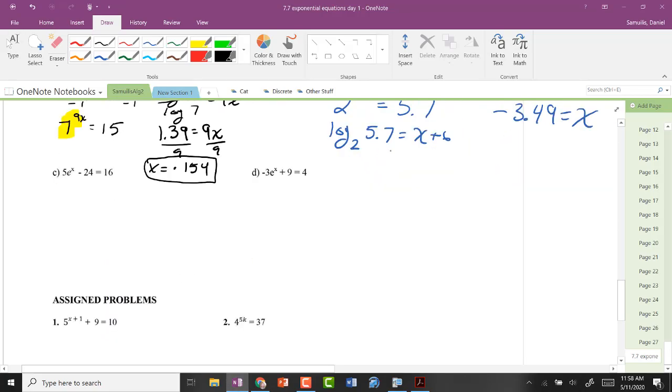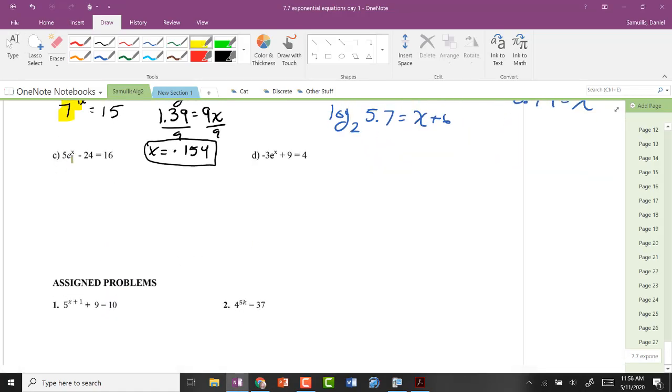Okay, 2 examples left. What's the base? Base is e to the x. So we are first of all going to add 24 to both sides. So 16 plus 24 gives me 40. Divide by 5. e to the x equals 8.